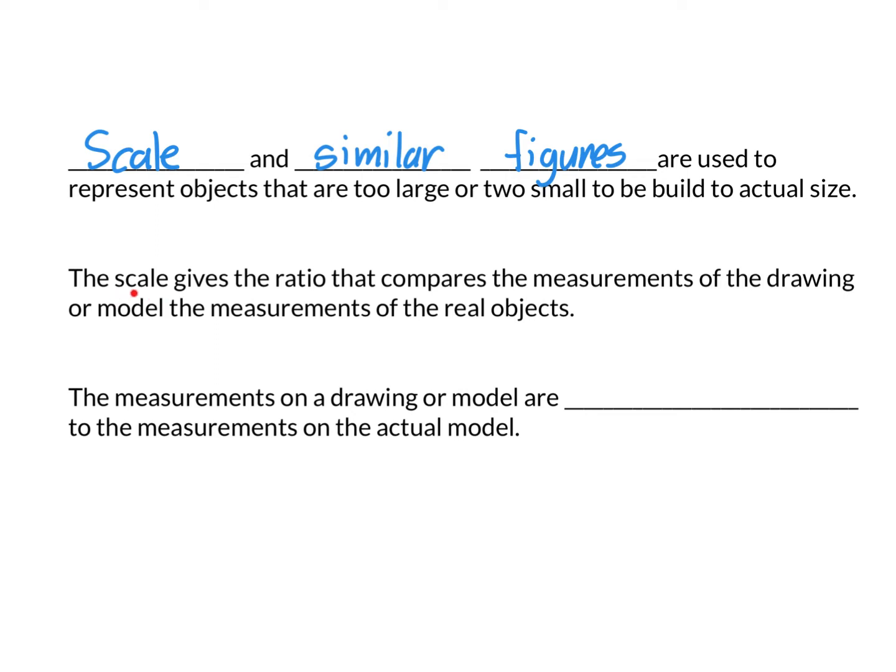So the scale gives the ratio that compares the measurements of the drawing or model to the real objects. And so remember, two ratios together is going to be a proportion. So the measurements on a drawing or model are proportional to the measurements on the actual model. So to solve scale and similar figure problems, we will be setting up a proportion.